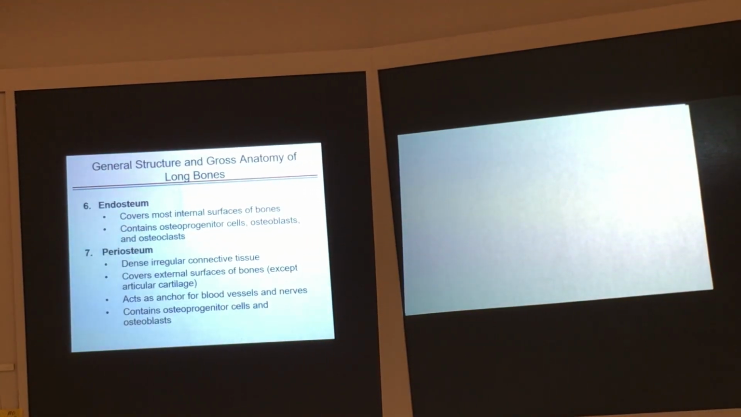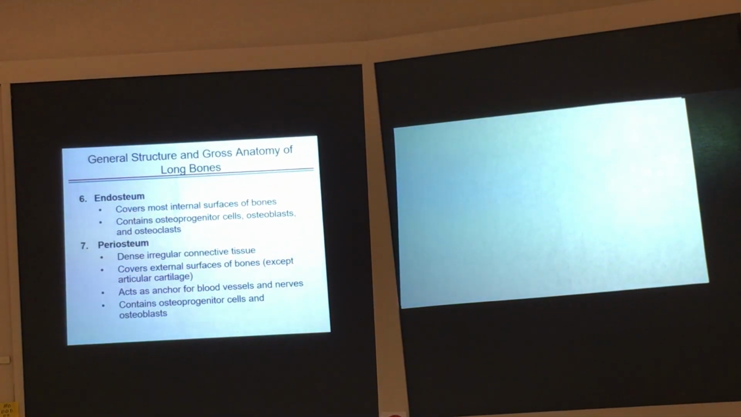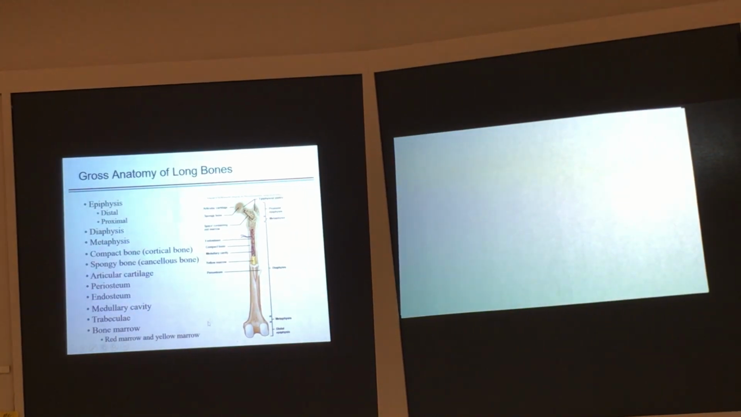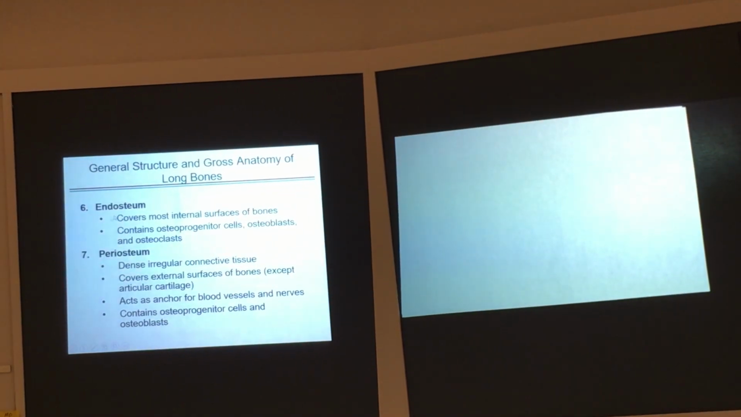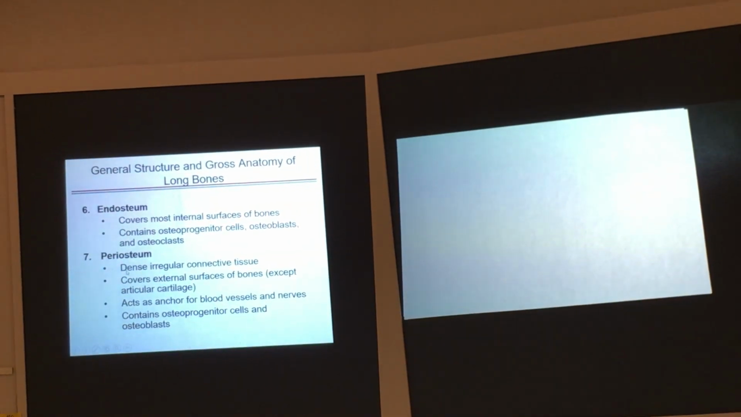Still discussing the bones and cartilage topics. So last time we started to see the long bones anatomy, and we've seen up to the endosteum and the periosteum, which is the outside covering.